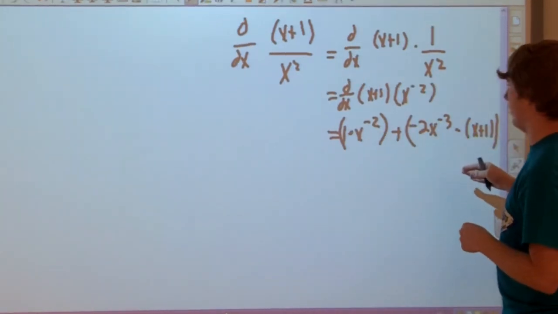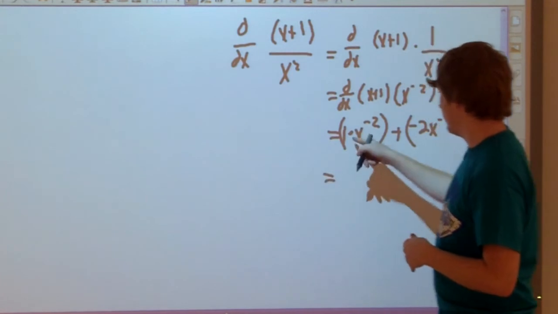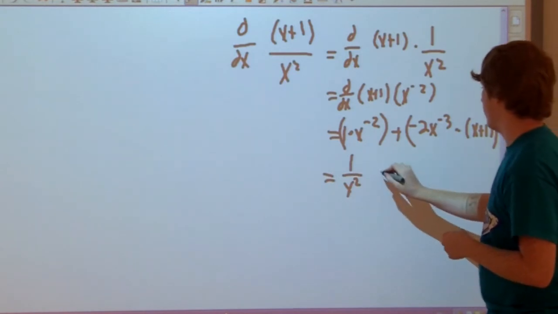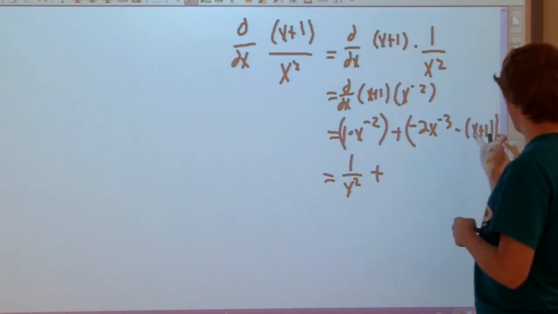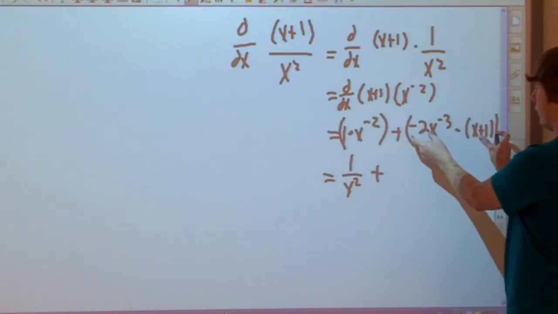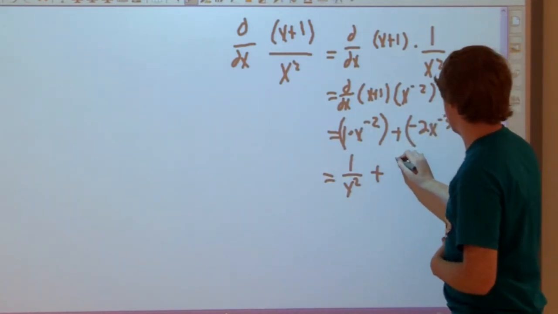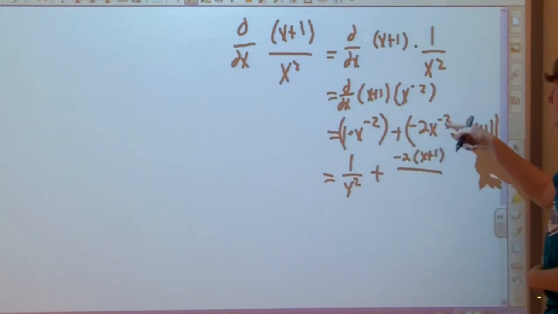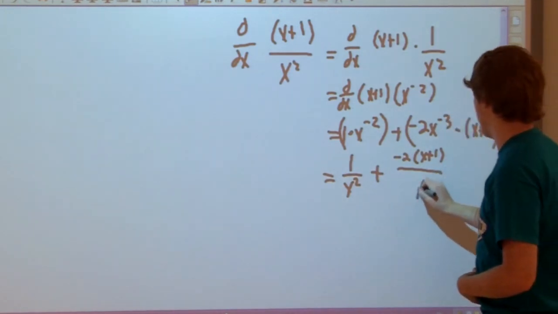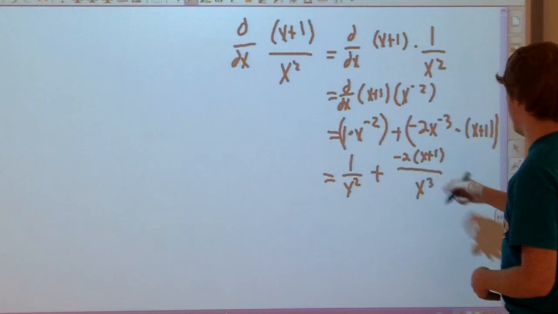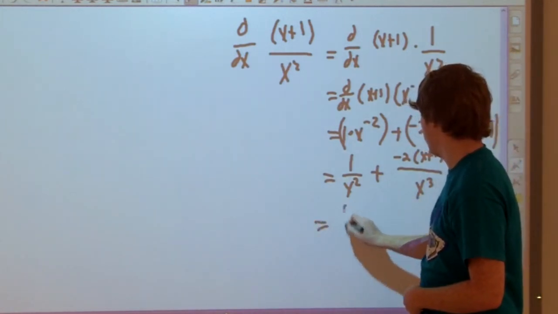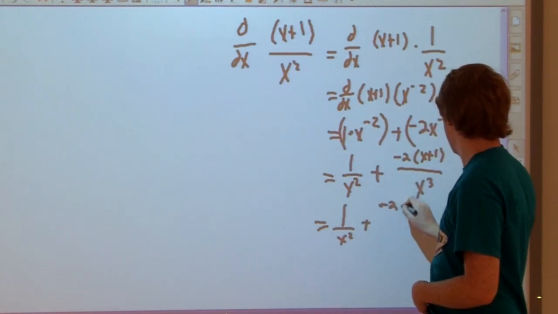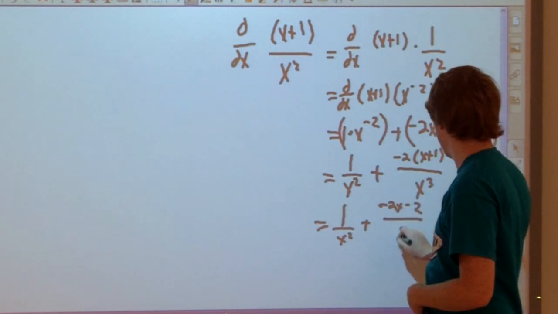Okay, so once you have this, you can simplify everything down. This just comes down to 1 over x squared, because you can rewrite that as a fraction. And then plus this, you have your x plus 1 in the numerator, and then this negative 2 is also in the numerator, because those are all the positive powers. So plus negative 2 times x plus 1 over, and then now you have x to the negative 3, which is x cubed in your denominator. And then if you wanted to multiply this through, you would be left with still your 1 over x squared plus negative 2x minus 2 over x cubed.